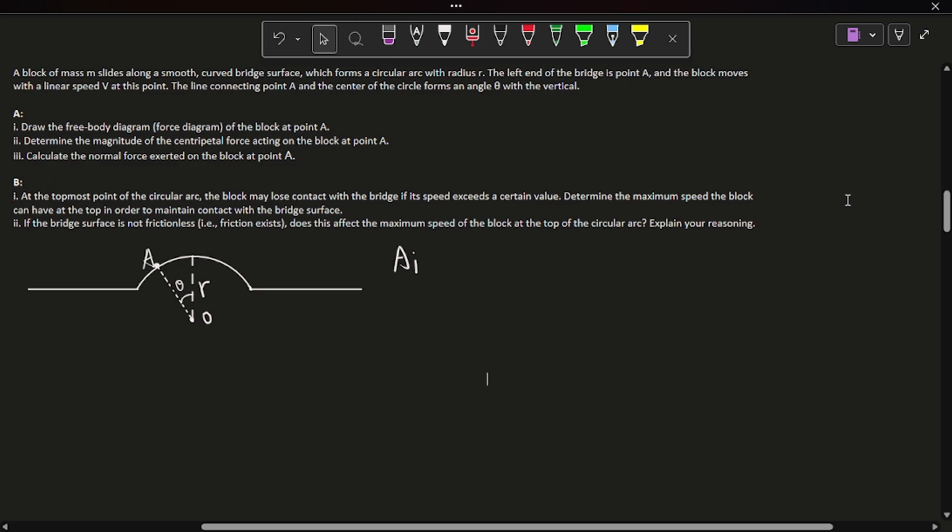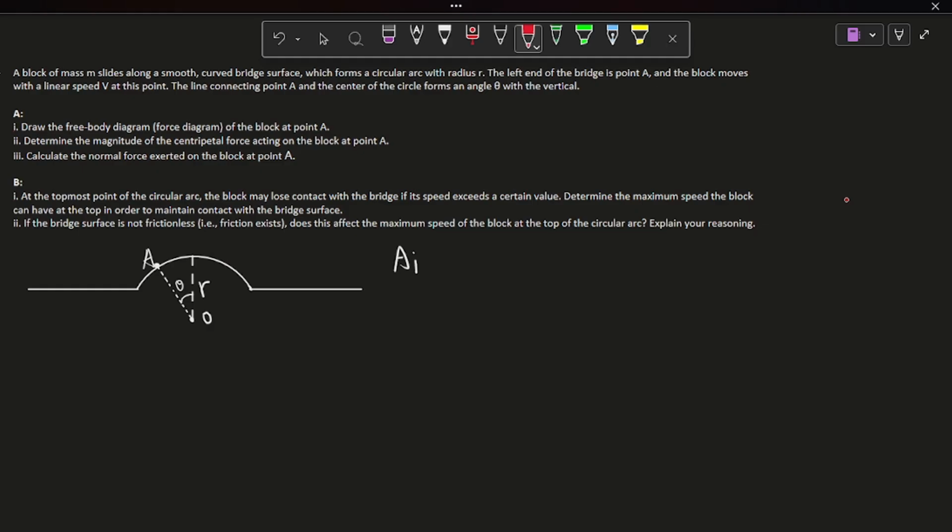A block of mass m slides along a smooth curved bridge surface which forms a circular arc with radius r. On the left side of this bridge, there's a point A. The block moves with a linear speed v at point A. The line connecting point A and the center of the circle forms an angle theta with the vertical. This is angle theta, and this is a vertical line.